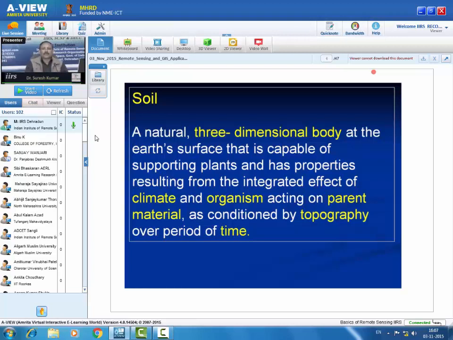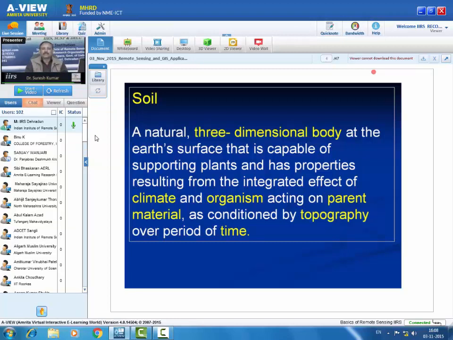When we go for the mapping of the soil, our definition of soil becomes slightly more technical, oriented towards soil resource mapping. Then we define soil as a natural three-dimensional body at the earth surface, which is capable of supporting plants, and has physicochemical properties that develop into the soils because of the interaction of climate and organisms which act on the parent material, and it is conditioned by topography over a period of time.